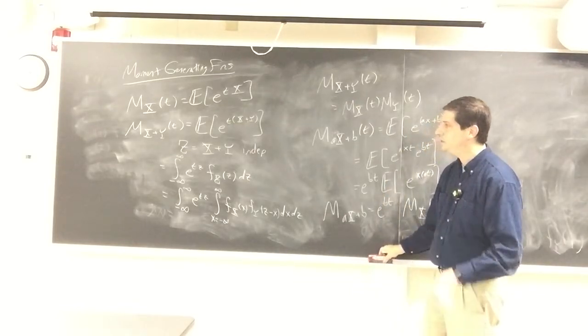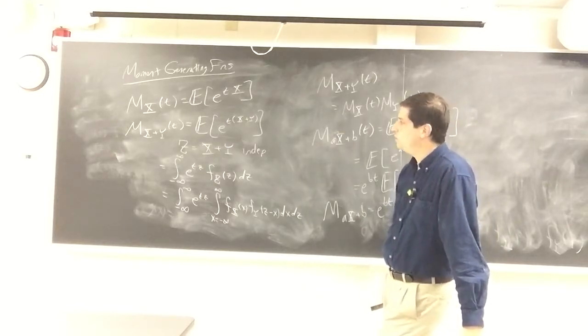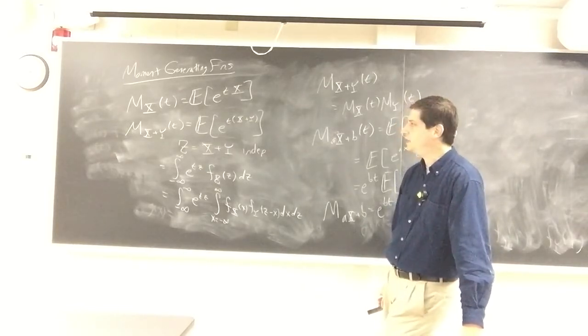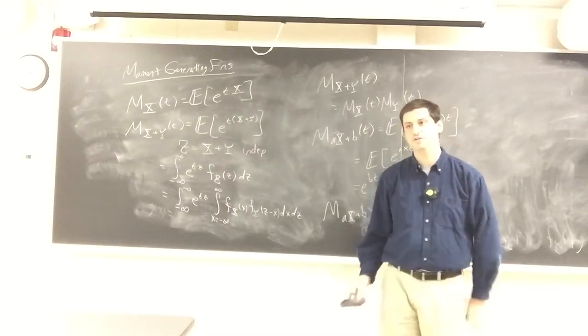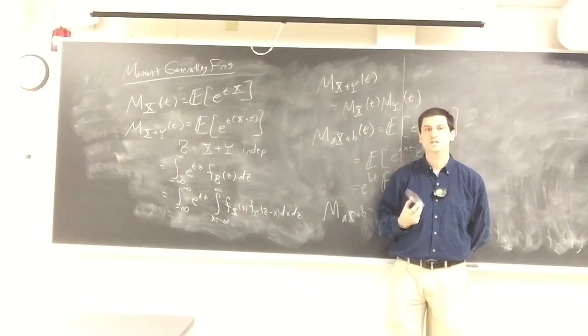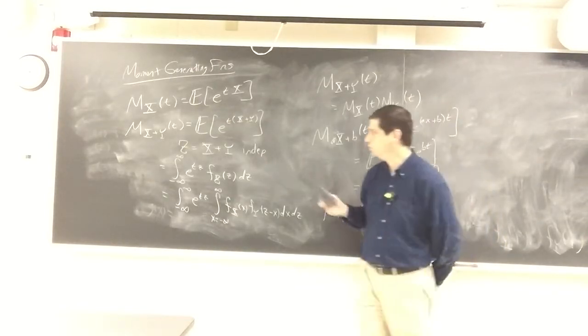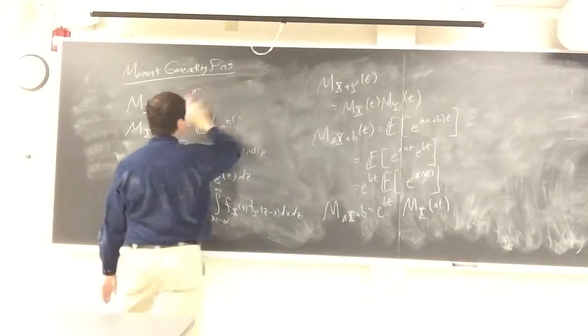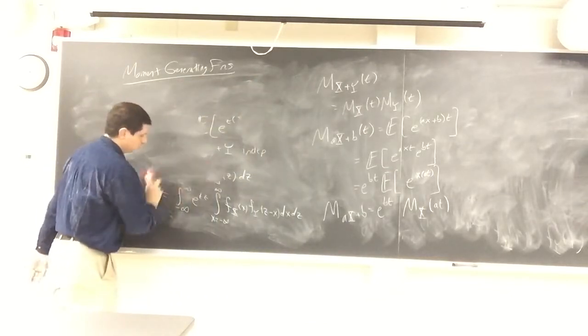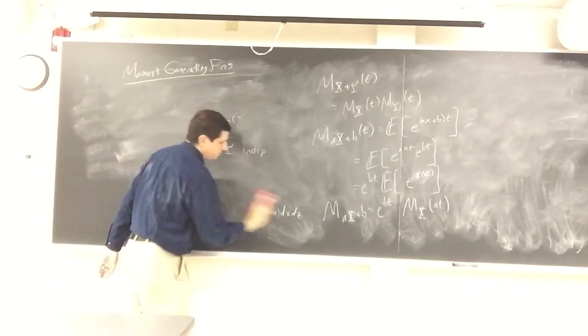And now the question becomes, can we talk about what a sum of independent random variables is going to converge to? And this is the celebrated central limit theorem. So we will at least be able to get to the statement today and start the analysis.